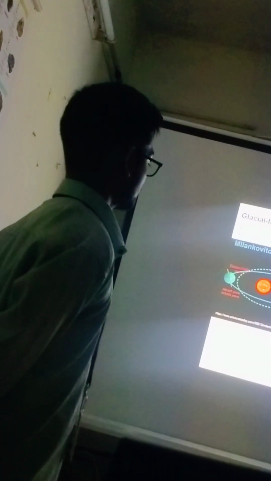So the direction of the axis changes with time, and the axis of rotation makes an angle with the orbital plane. So it varies between 21.5 to 24.5 degrees. This is the reason for which we have the glacial and the interglacial periods.